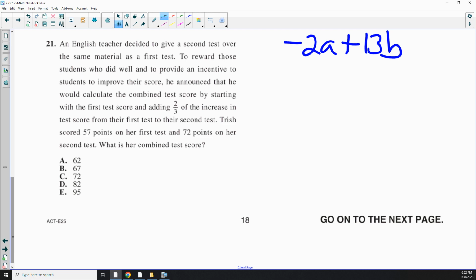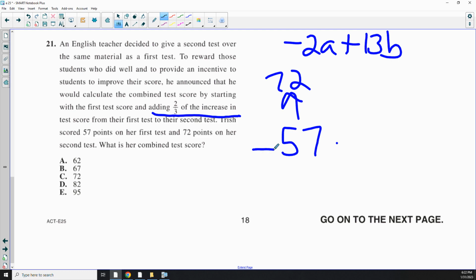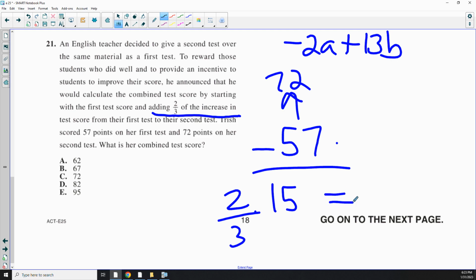Oh, they get down and dirty with this one. The answer is, let's see, they're going to add 2/3 of the increase. So we made a 57, then went up to a 72. When I subtract, the increase is 15, and they're going to times it by 2/3 to up her score that many points. So her score is going to go up 10 points to a 67.